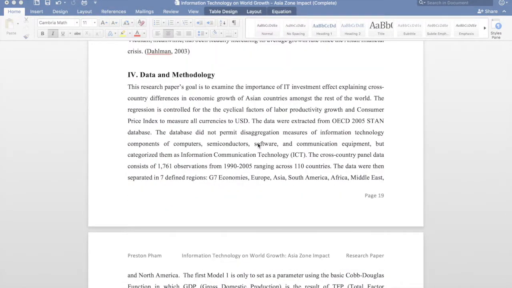Here is the important part, the data and methodology section. This research paper's goal is to examine how the importance of IT investment affects cross-country differences in economic growth of Asian countries among the rest of the world. The data was extracted from the OECD 2005 STAN database. The database did not permit the disaggregation of measures of information technology components, such as computers, semiconductors, software, and communication equipment, but categorized them all together as ICT, which is information communication technology.